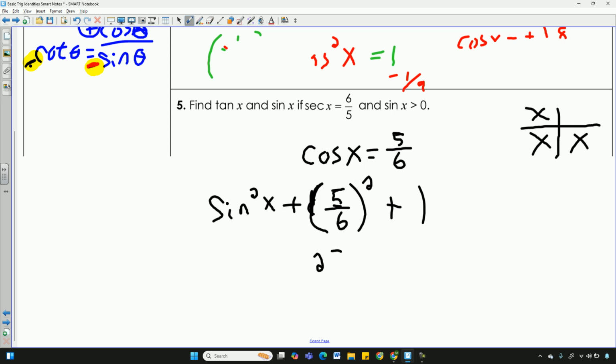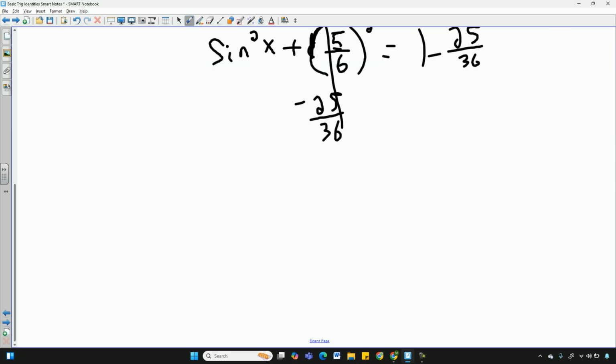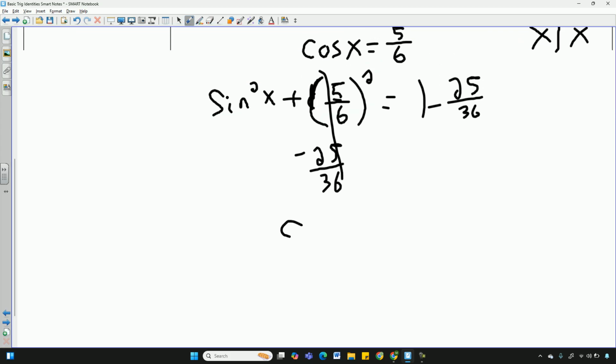So that means we get 25 over 36. That was supposed to be an equals. We're going to subtract that from both sides. And we'll wind up with sine squared of x equals, we're taking 25 from 36, so 36 over 36 minus 25, so 11 over 36.